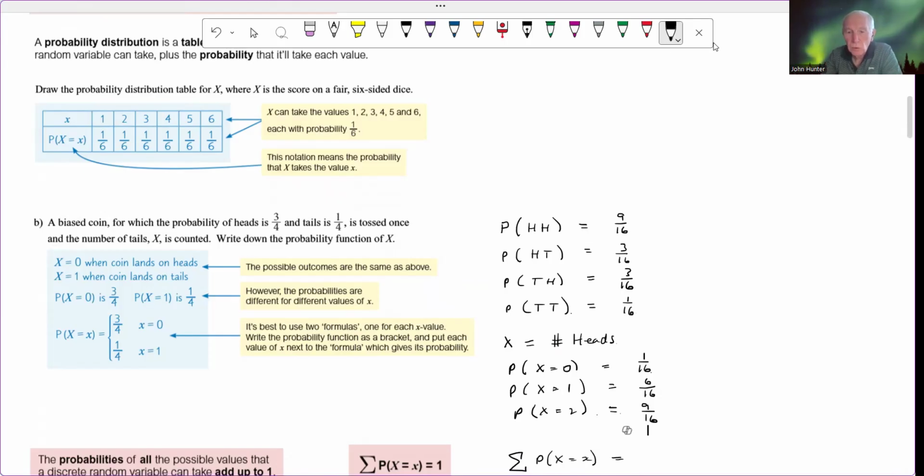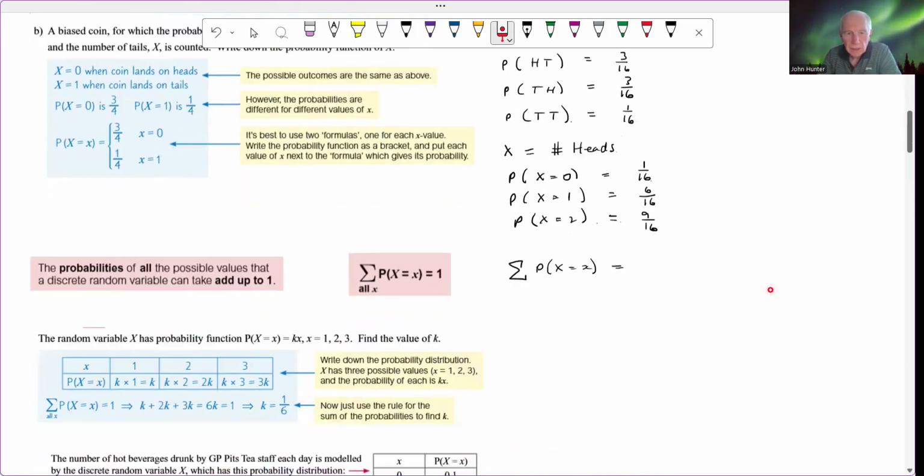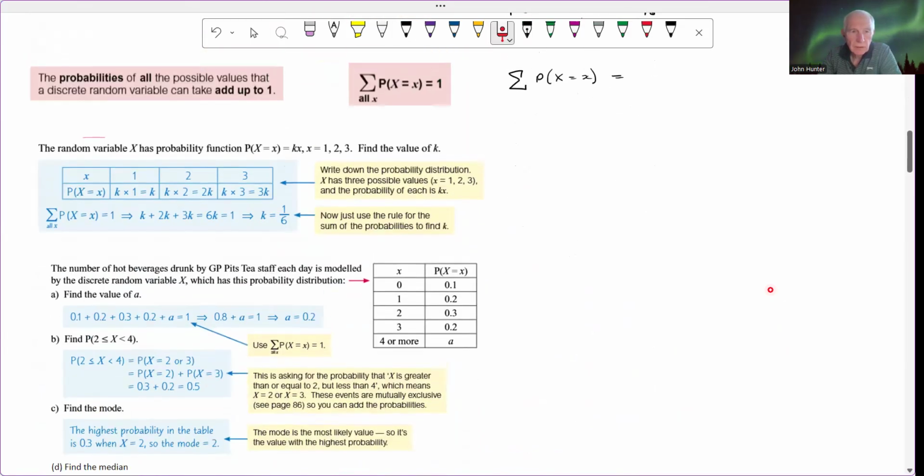So this would be the probability distribution for the random variable that is the number of heads resulting from two spins of an unfair biased coin. All right, so that is that. Let's have a look down here.